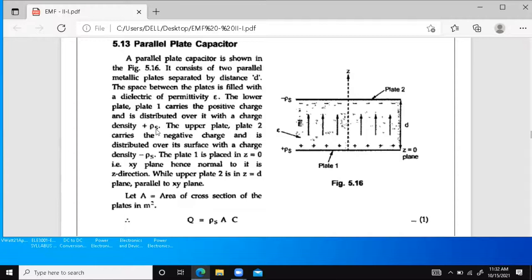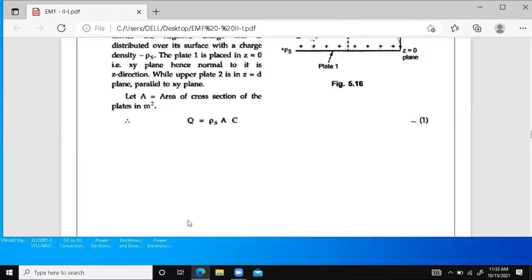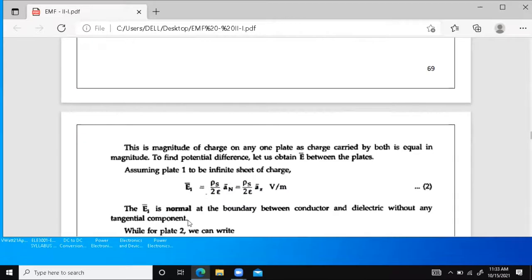The area of cross section of the plate is in meter squared. Therefore, the charge Q equals rho S times the area. Remember, rho S is per meter squared, so if you multiply it by the area, you get the total charge. This is the magnitude of charge on any one plate, as the density carried by both is equal in magnitude.